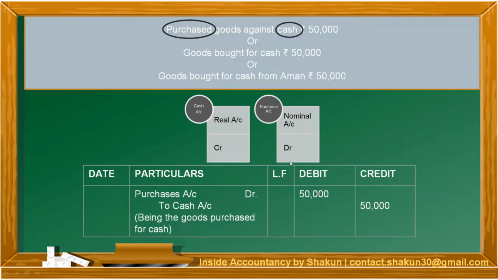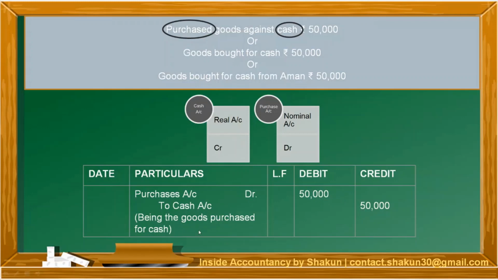Since purchase is to be debited, the purchase account has been written first, followed by DR, and cash is to be credited, therefore cash has been written in the next line with a prefix of 'To'. The amounts have been respectively written in the debit and credit columns, being the goods purchased for cash.